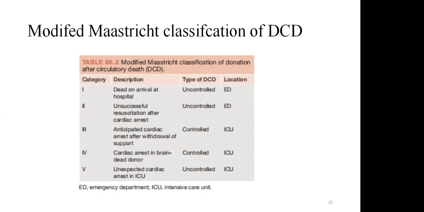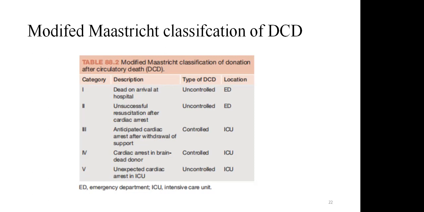We have 5 categories, and these 5 categories can further be grouped into 2. Group 1 is the controlled death, and group 2 is the uncontrolled. The uncontrolled are those that have had unexpected, irreversible cardiac arrest. Then the controlled group is the patients in whom you anticipate cardiac arrest, and one withdraws life support from this patient for the purpose of organ donation.